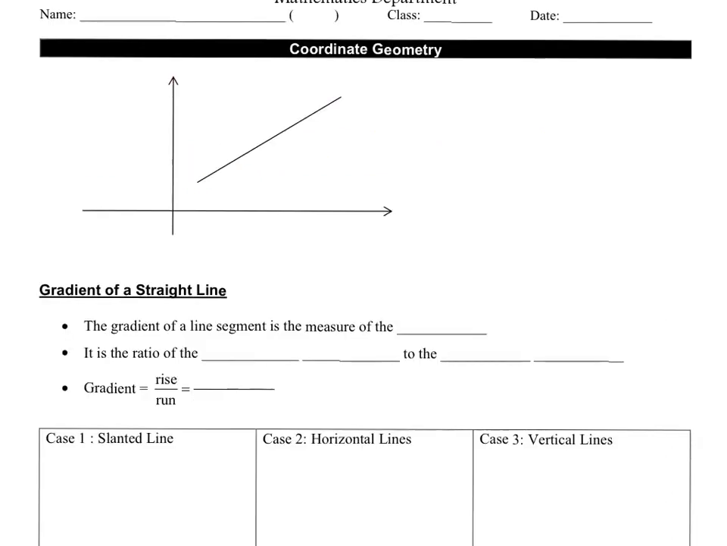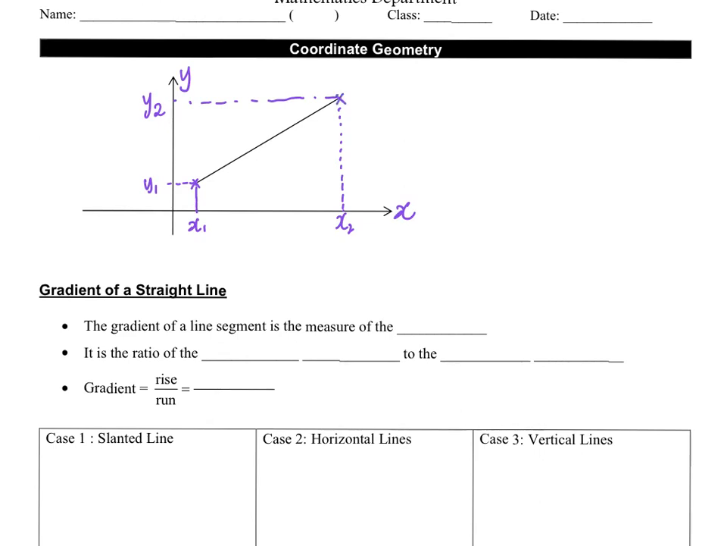Coordinate geometry. Now consider the following coordinate system where you have the horizontal x-axis and a vertical y-axis. If I were to have a line segment with 2 points, taking this point to be x1, y1, and this point over here to be x2, y2, we can mark the points of this line.